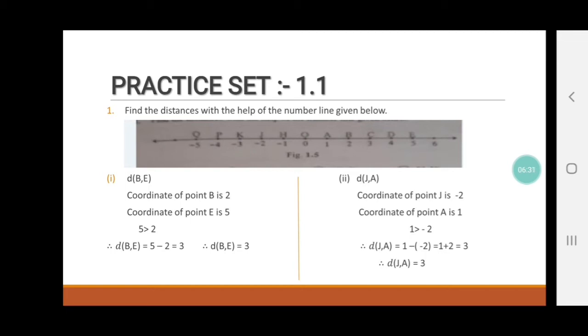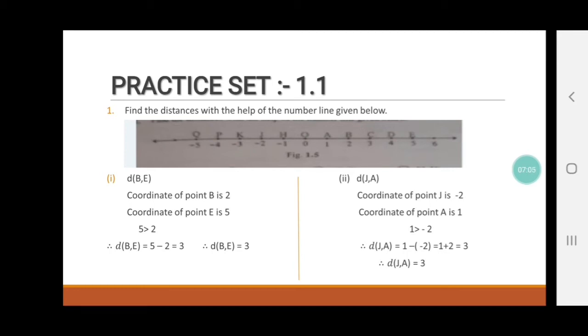Okay. Now I have to find out the distance between BE. To find the distance between BE, I have to know the coordinates of B and E. So the coordinate of B is 2 and the coordinate of E is 5. 5 is greater than 2. So the distance between BE will be equal to 5 minus 2, that is equal to 3. Therefore distance BE is equal to 3.